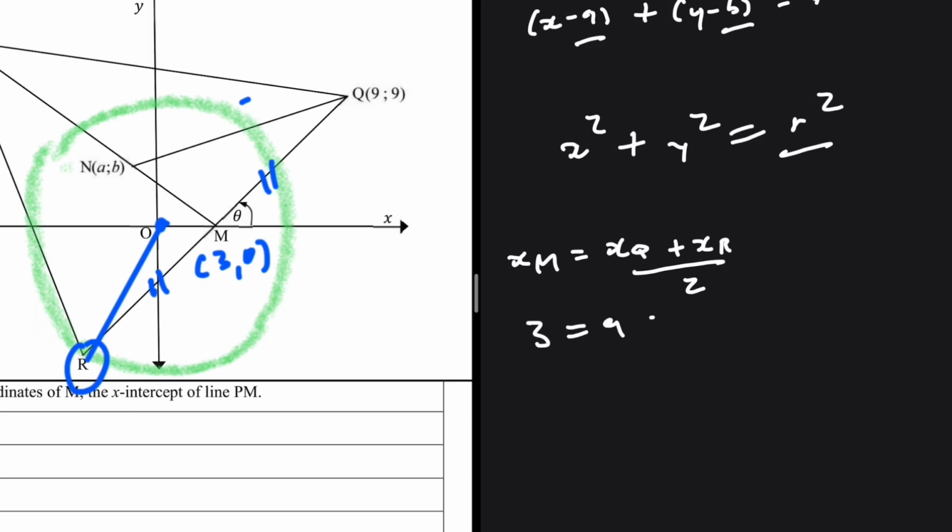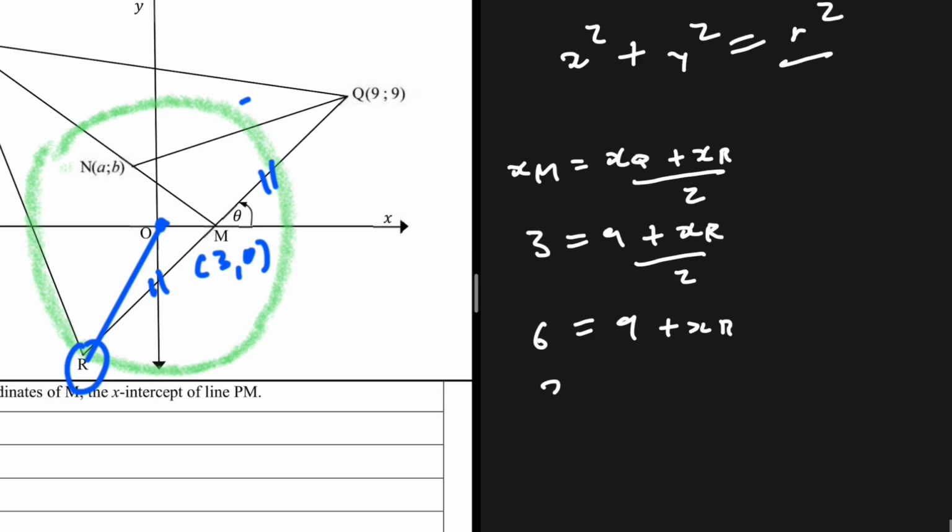That of r, which is what you're interested in, divided by 2. If we cross multiply, we get 6 equals 9 plus x of r. So x of r is equal to minus 3. So there we go, we have x of r.